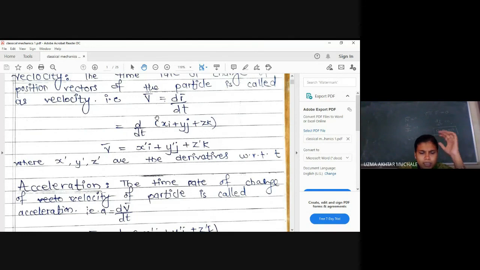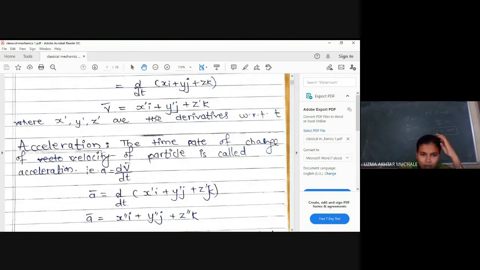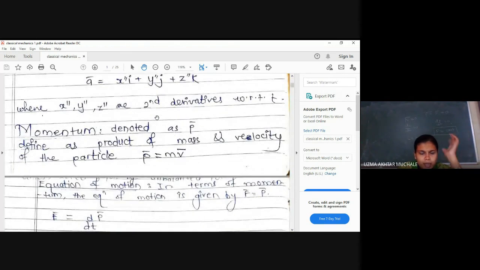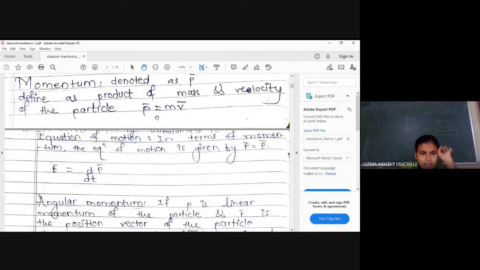Okay. Next is the definition of acceleration. That is, the rate of change of velocity is nothing but acceleration. Next is momentum, that is mass into velocity. Okay, next is force, that is, force is written as dp by dt. No doubt, these notes I am going to share on the Google Classroom so that it will be easy for you to study.